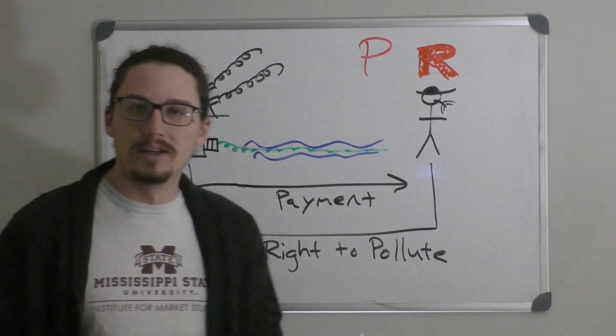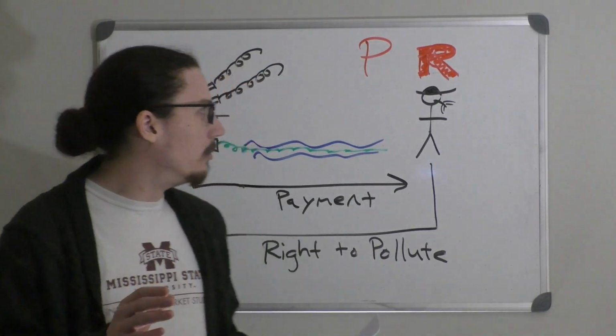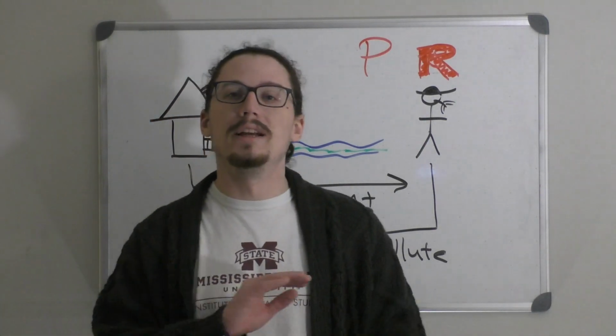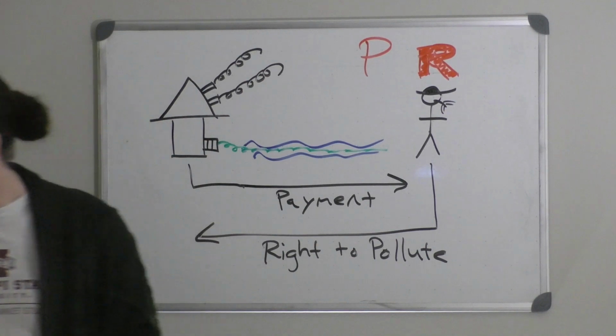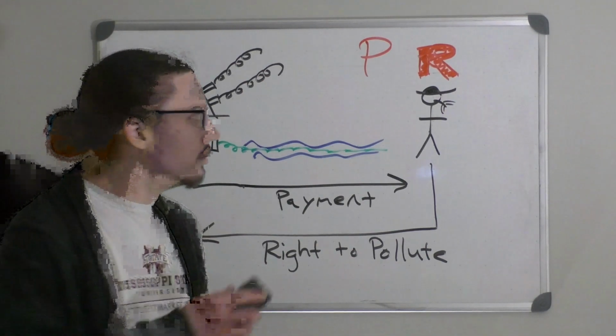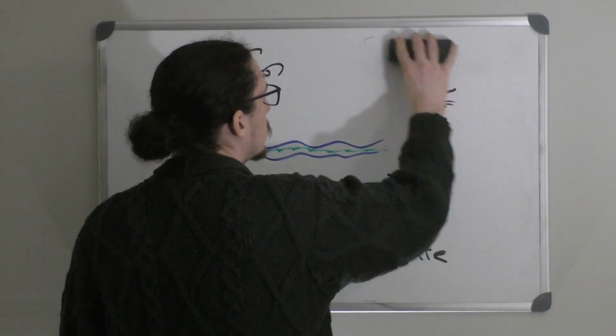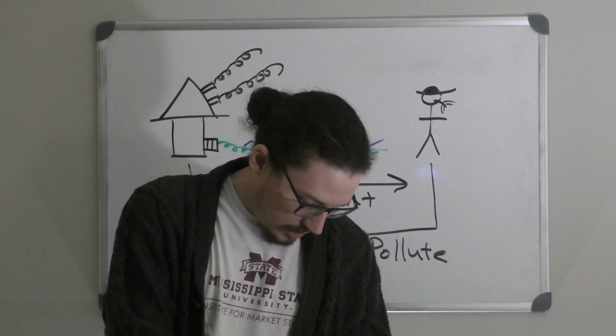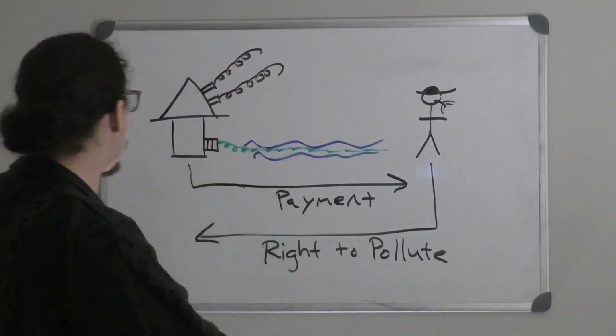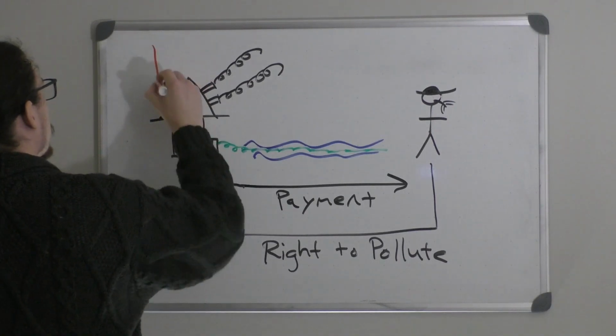Now, the nice thing, honestly, what I want to say is the cool thing about the Coase theorem is that it doesn't matter who you assign property rights to. So we could assign property rights to the farmer, or we could assign property rights to the factory.